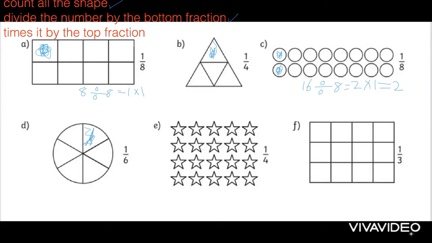This one says 1 over 4. Now you can see there are no 4 stars. This time we have star pizza, so there's no 4-star pizza. So how are we going to shade 1/4? Again, we count the shapes: 1, 2, 3, 4, 5. So I know that's 5 in one row. So I could do 5, 10, 15, 20. So I've got 20. I divide it by the bottom number, which is 4.